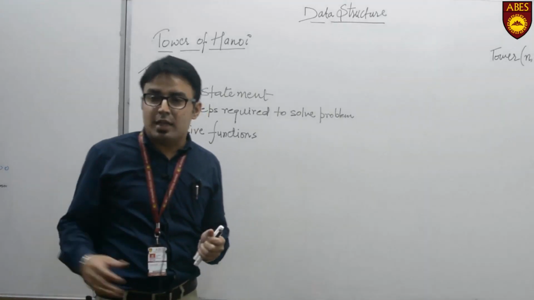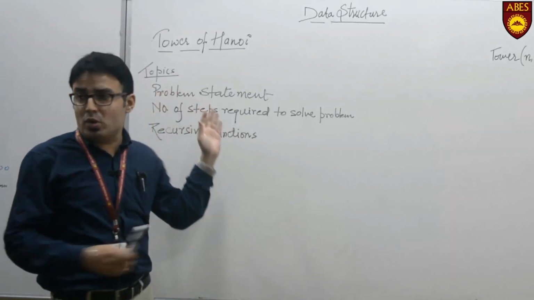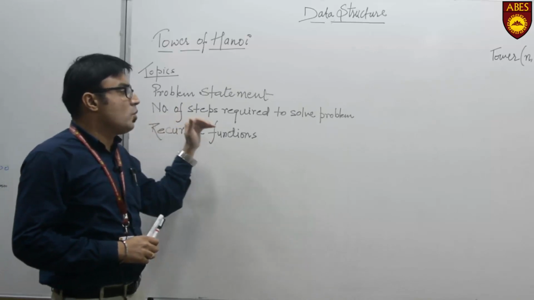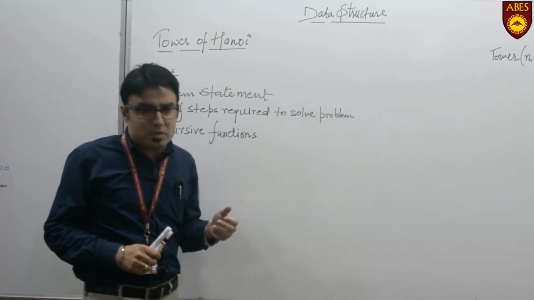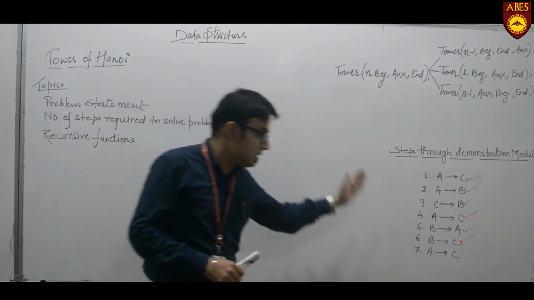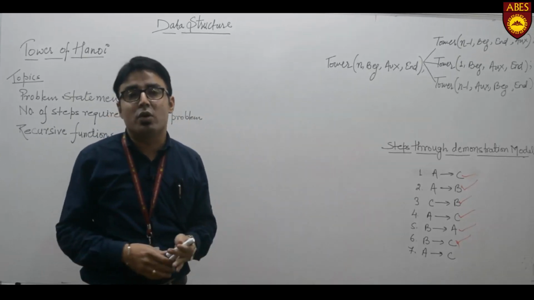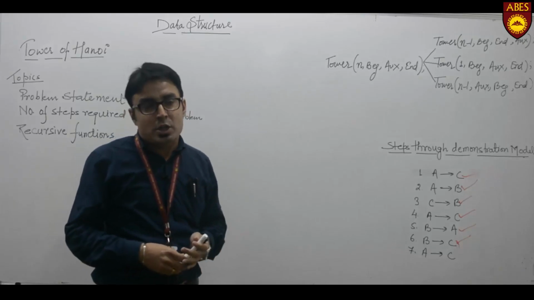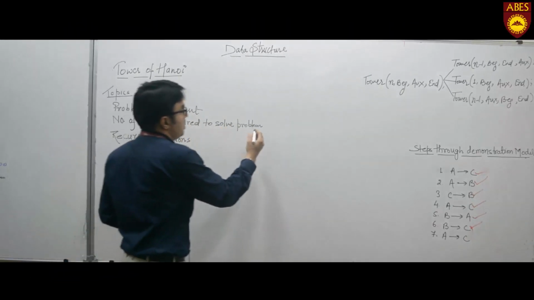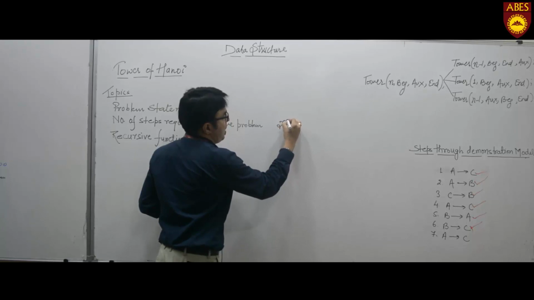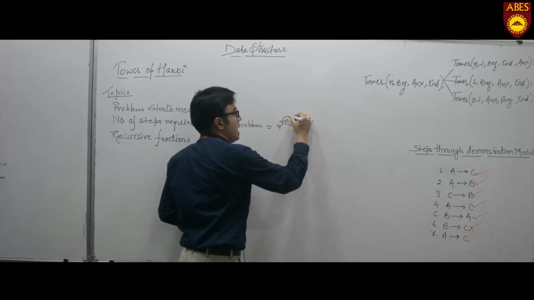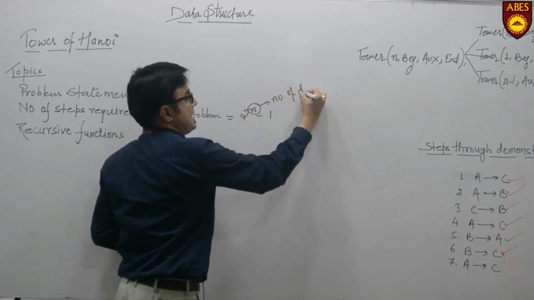As we have already seen how this problem of Tower of Hanoi is solved through our demonstration model, now the question is: how many steps are required to solve a problem of n disks? Right now there are 7 steps, but that is just for 3 disks. We may have 4 disks, 5 disks, 6 disks, or n number of disks. The formula for the number of steps required to solve the problem is 2 to the power n minus 1, where n is the number of disks.